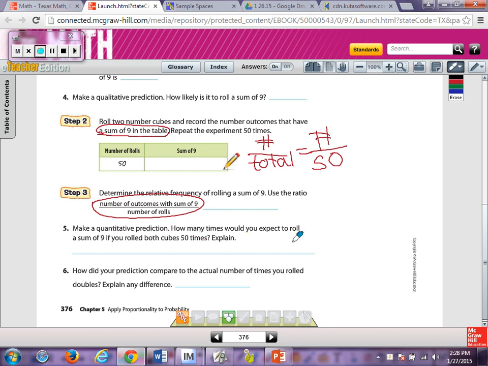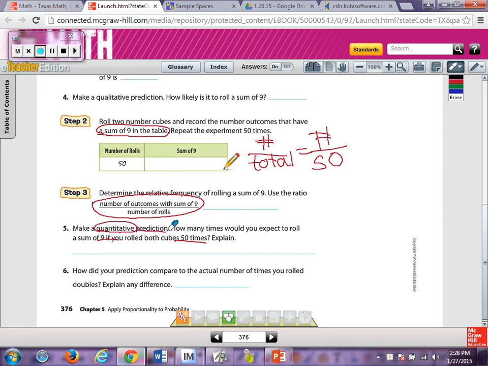Explain. What you want to do is compare how many times it happens in our chart to how many times it happened in the experiment, and then see if those 2 things match. How far apart are they? Describe it somehow, because you have to make a quantitative prediction. You're describing, and you're making a prediction.